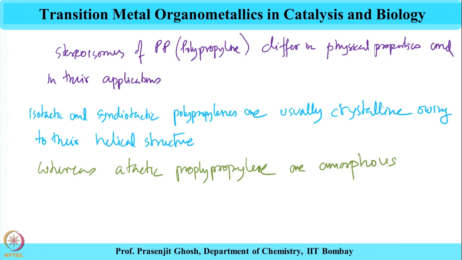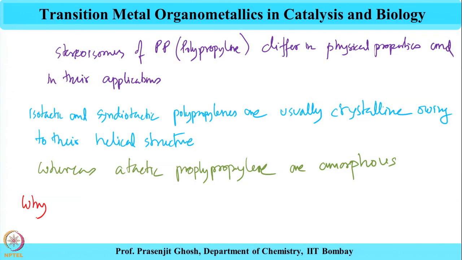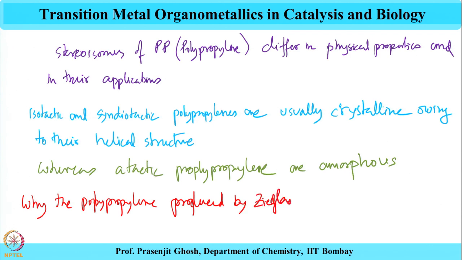This is a very interesting thing. The important question over here is why the polypropylene produced by Ziegler-Natta process is isotactic. Now, statistically it can form any of the 5 types. So, the important question which arises at this juncture is why the polypropylene produced by Ziegler Natta process is isotactic.